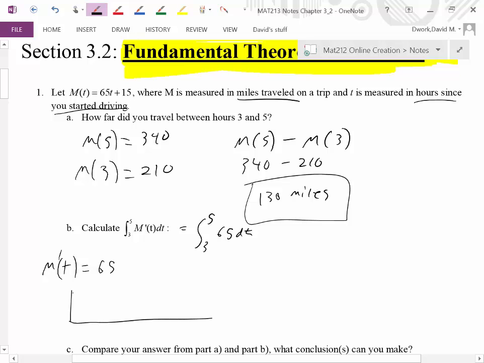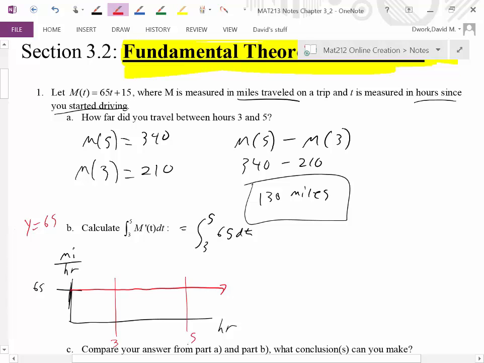Well, if we draw the graph of that, how do you graph the function y equals 65? Well, that means at 65. Here, I'm going to make a little bit of space for myself and say what the units on this axis are. The derivative would be miles per hour, and then our t-axis would just be measured in hours. Okay, so a horizontal line of y equals 65, m prime equals 65. How do I graph that? A horizontal line. All right, and I don't want all the area under the curve. I only want to measure from hours 3 to hours 5.